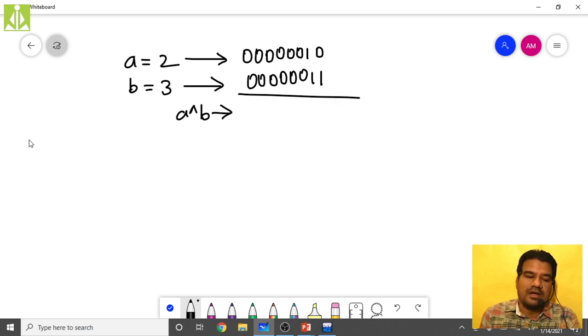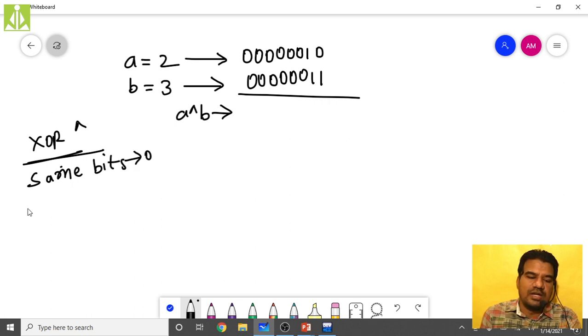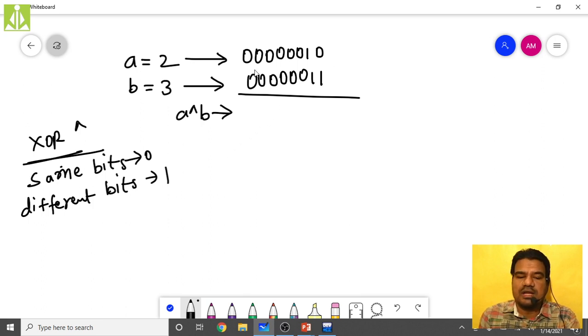The bitwise XOR operator: if you have the same bits, you will get 0; different bits, you will get 1. We start from this side. Here 0 and 1 are different bits, so you will get 1. Then 1 and 1, same bits, 0. Then 0 and 0, again same bits, 0, and 3 more zeros.